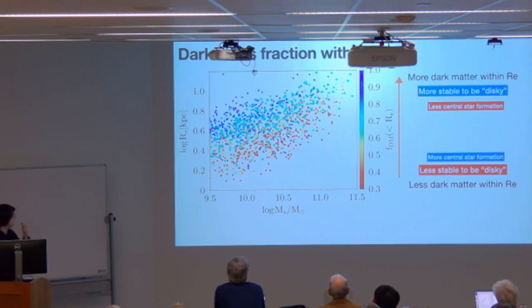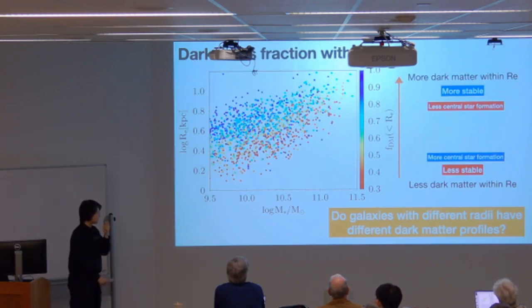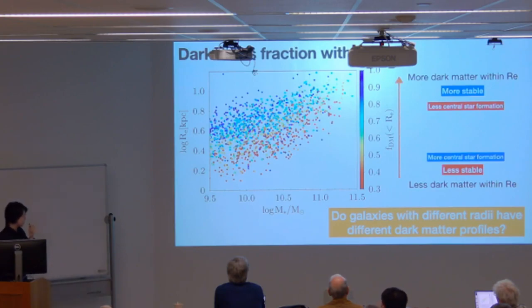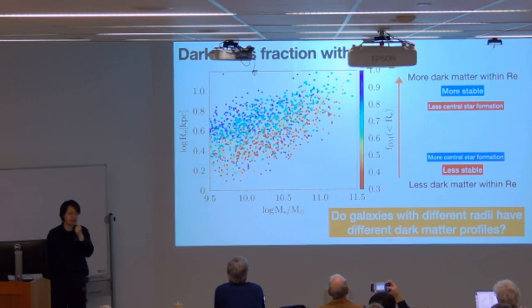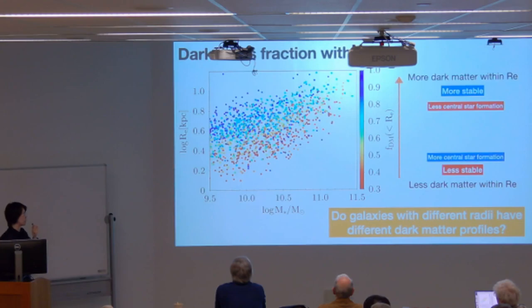Okay, so it seems good and everything is consistent, but I want to read the question here: do these galaxies with different radii have different dark matter profiles? If we simply assume that all galaxies of fixed mass share the same dark matter profile, like the NFW, independent of size, the galaxy with large radii will also seem to lead to this relation, because a galaxy with large radii will simply cover more parts of dark matter and also lead to a higher dark matter fraction.